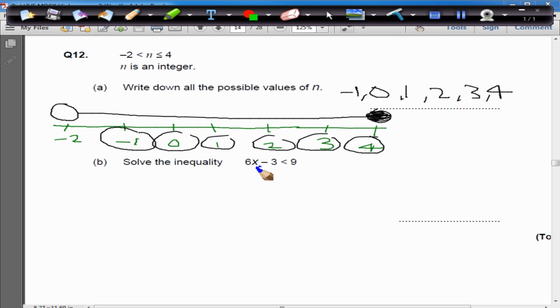So we start at the x over here. X has been timed by 6, I call this the first action. -3 is the second action, so we move the -3 first. The opposite of -3 is plus 3. You don't turn the inequality into an equal sign, leave it as it is. So 9 add 3 is 12. So you have 6x on this side.